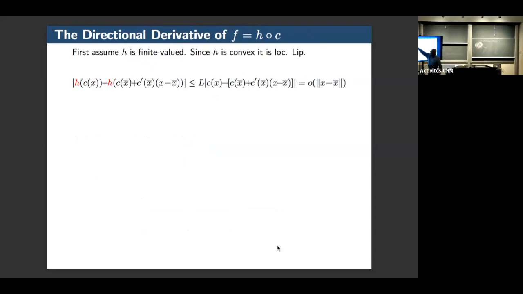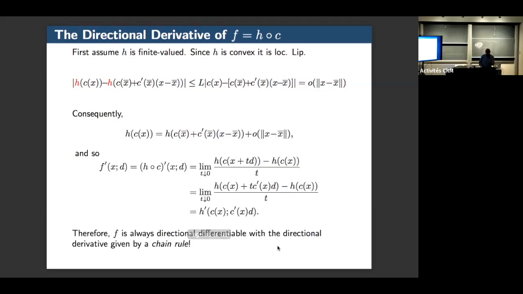So I can look at the difference between H of C of X and H of the linearization of C of X, which is Lipschitz. Now I have the difference between a function and its linearization, and that's just little o. So what I get is that H of C of X, or f of X, at any point is H of the linearization plus little o. This is a convex function of X. So this non-convex function is, up to little o, approximable by a convex function.